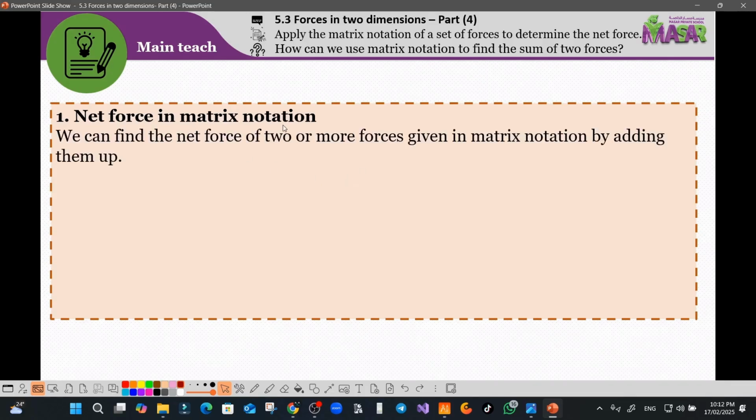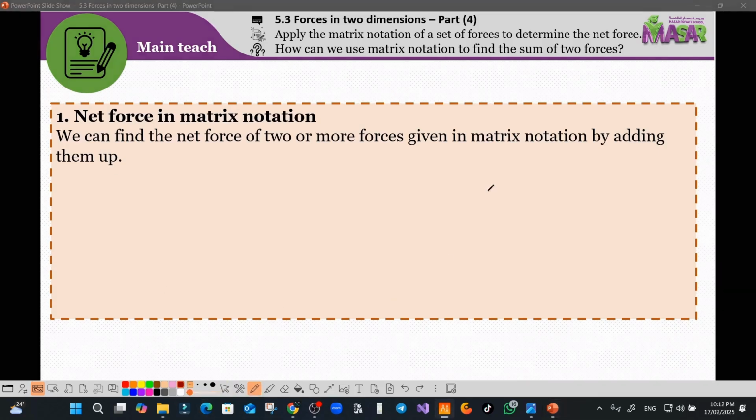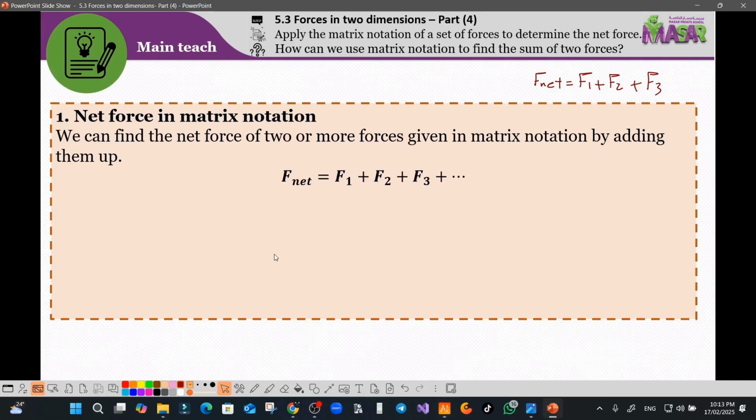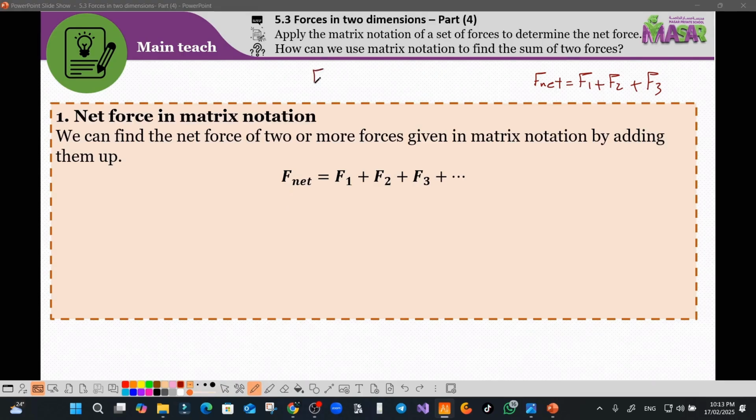The net force in matrix notation. Recall that F net is given by F1 plus F2 plus F3. We can find the net force of two or more forces given in matrix notation by adding them up. We know that F net can be re-expressed in matrix notation, and the matrix notation for any vector is given by F of x and F of y.